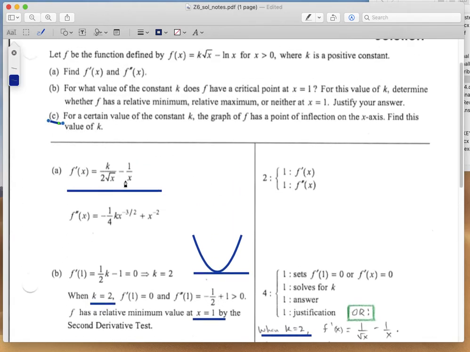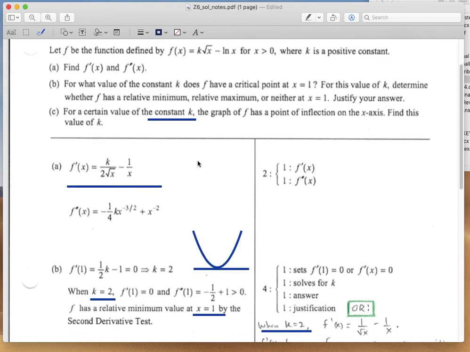Lastly, they ask us a question about an inflection point. For a certain value of k, now k isn't 2 anymore, the graph of f has a point of inflection on the x-axis. Find this value of k. Well, all right, what does it mean to have an inflection point? It means the second derivative is changing sign. And what does it mean to have an inflection point on the x-axis? Well, that means it has to have a y-coordinate of 0.